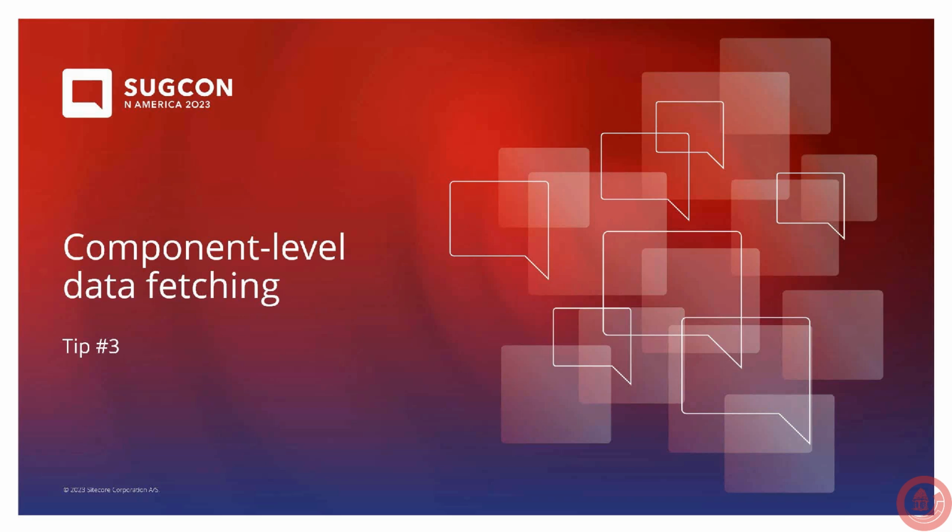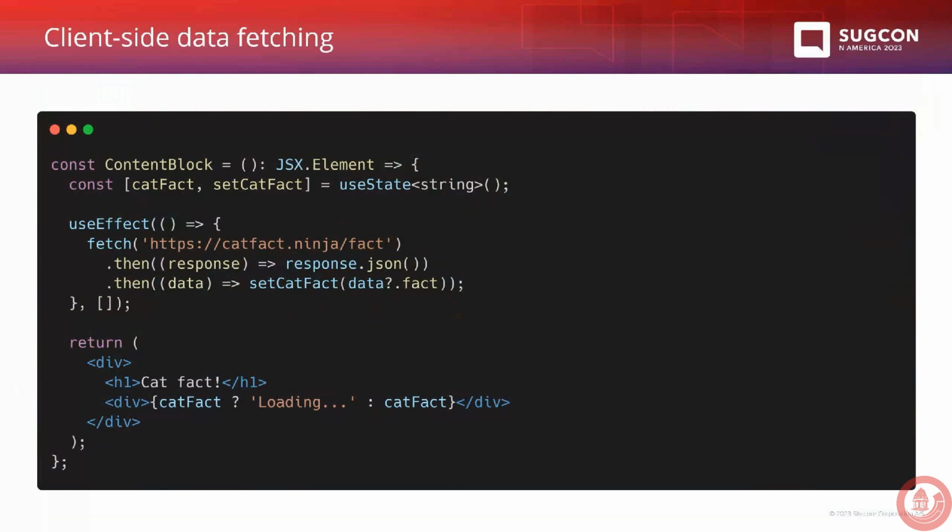For this tip, we're going to look at the component level data fetching feature in the Next.js SDK. Let's start by looking at a typical data fetching scenario. This is a really simple React component that's using the useState and useEffect pattern to make an API call. This is just the standard data fetching pattern you'll use in React components.